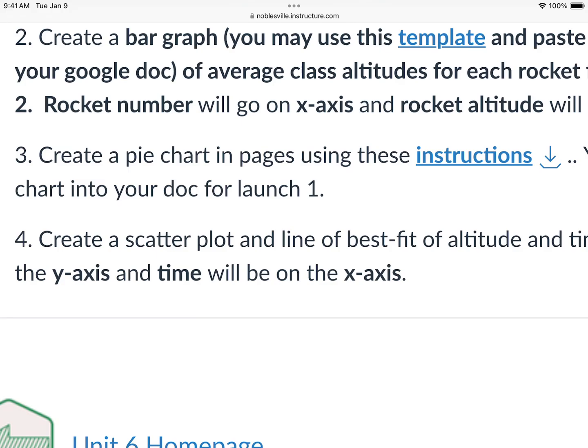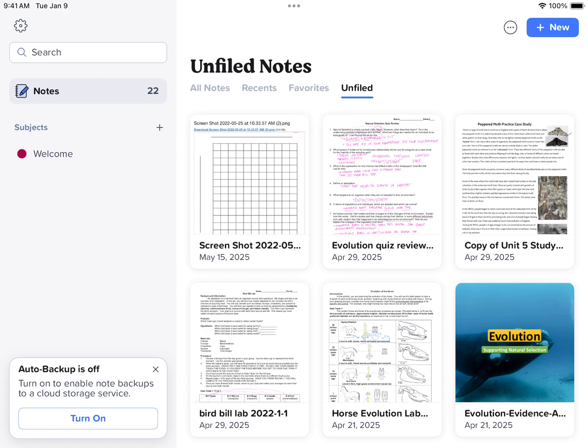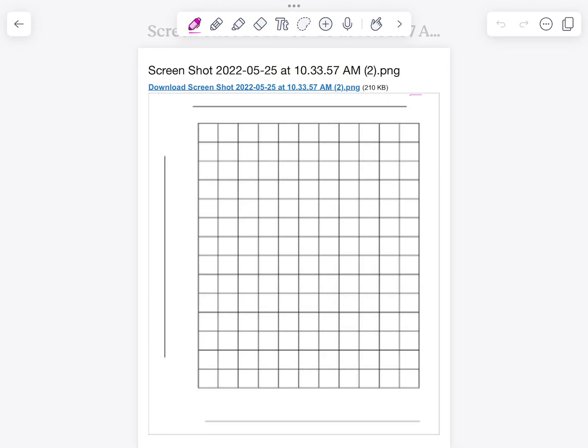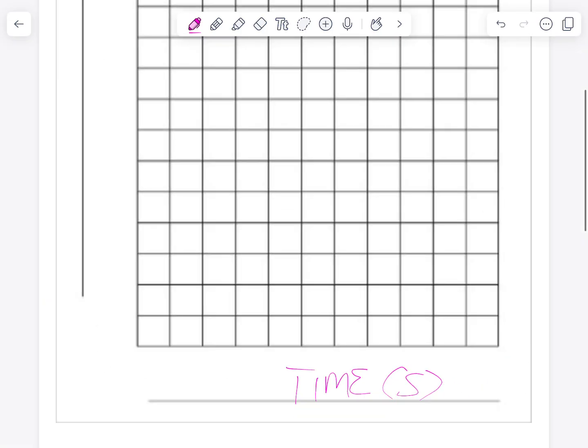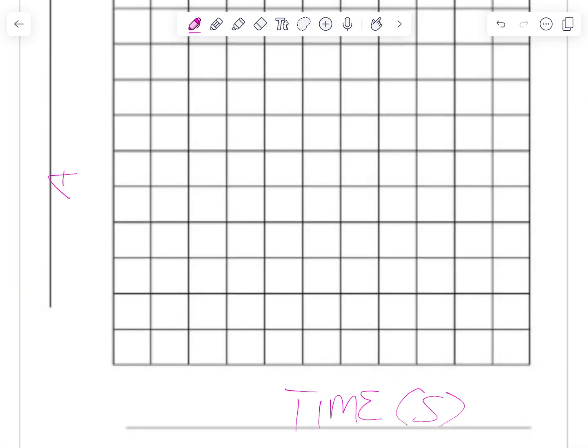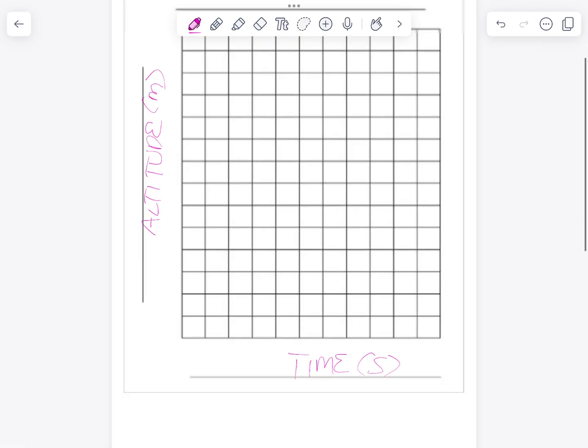So here we go. We go back to our template, and I'm going to line up time down here, and that's in seconds. Then I'm going to line up altitude in meters up here. For brevity, I'll just put the whole thing. Now I'm going to do period 3 again, since I got that data handy.